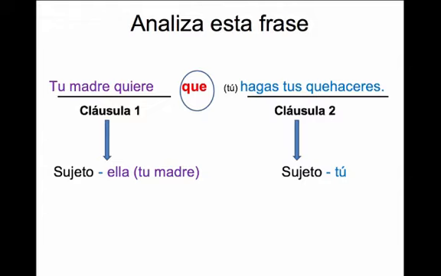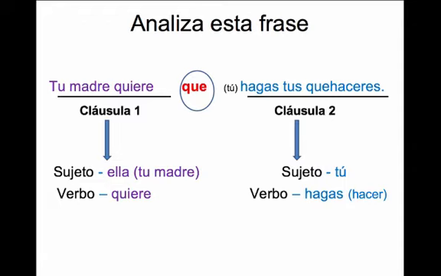So, cláusula uno, the subject is ella, tu madre, and then in cláusula dos, it's tú. So, there's two separate things happening in this sentence, two clauses. And the verbs are also quite different. So, quiere is in cláusula uno and hagas in cláusula dos. So notice hagas comes from the verb hacer, and that's a different kind of conjugation than in a regular sentence.